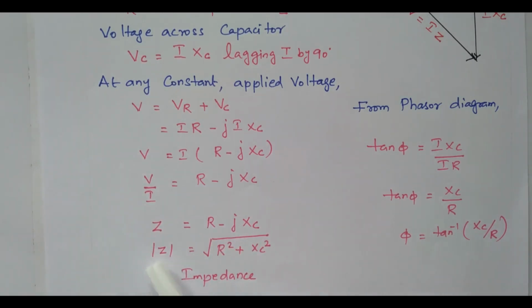In magnitude, taking the modulus, it is nothing but the square root of R square plus Xc square. So this is nothing but the impedance. So the impedance of this RC series circuit is the square root of R square plus Xc square. So this is the rectangular form. We can write in polar form also; another form is available.